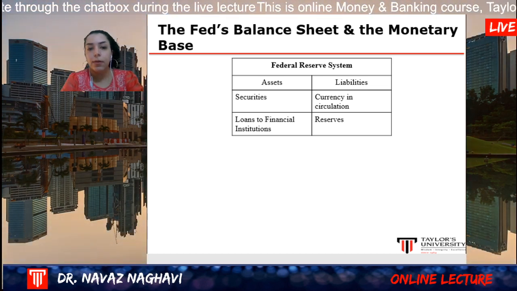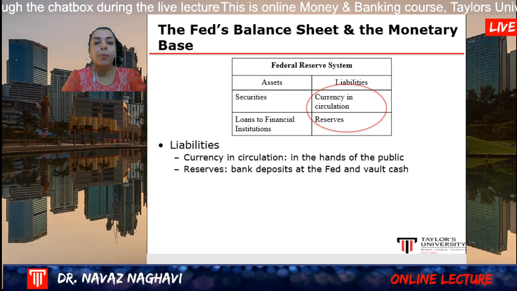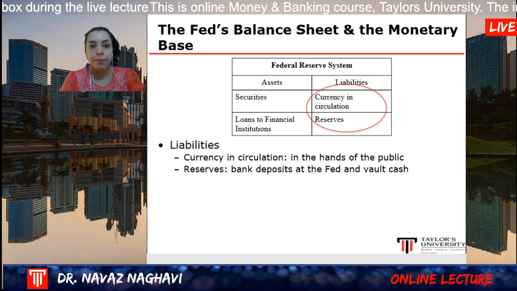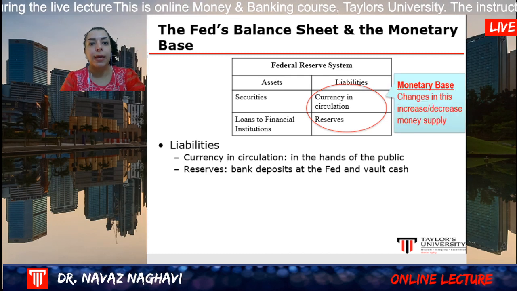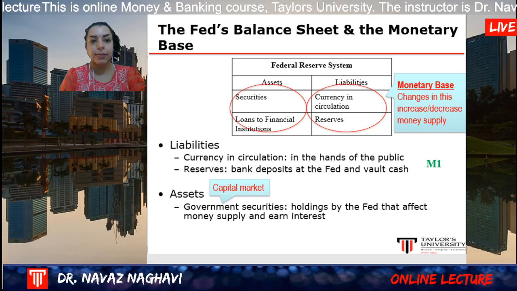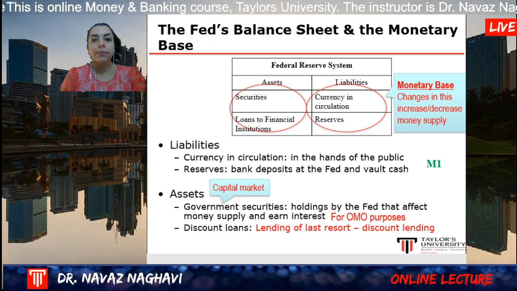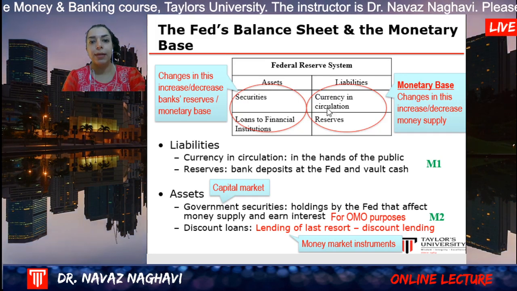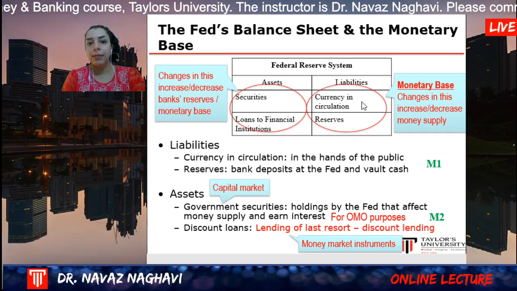Okay, what we discussed just now were the different components of the T account of the Federal Reserve. We discussed the asset and liability. So I show you in this slide the parts that we have discussed. What is very important is this part. This is the monetary base, right?